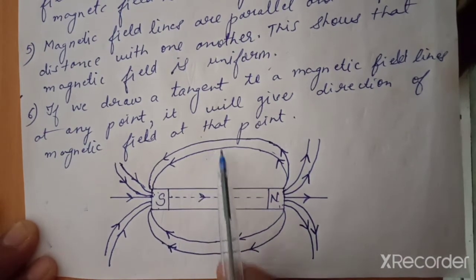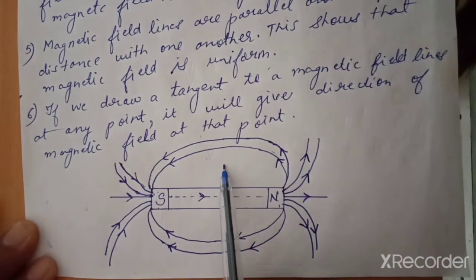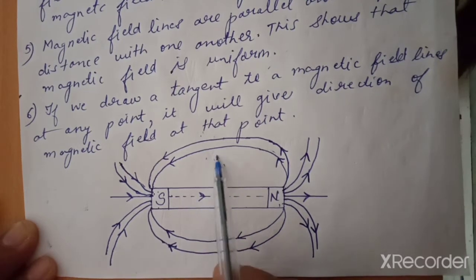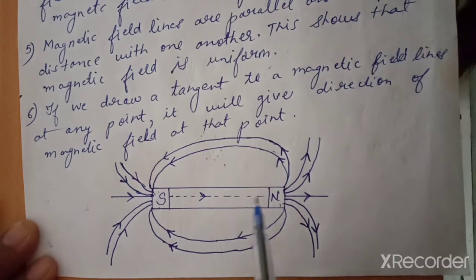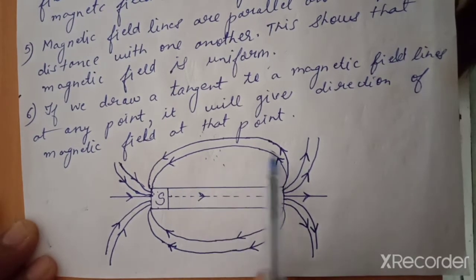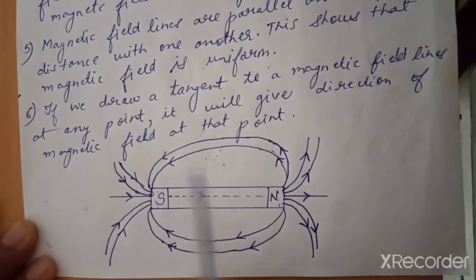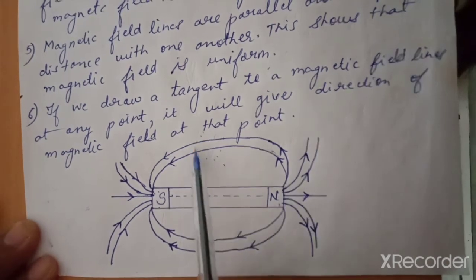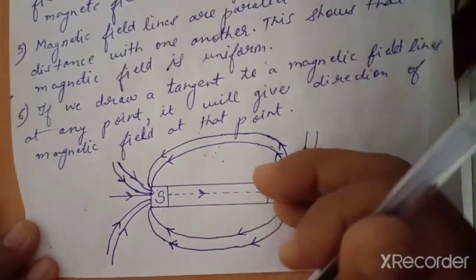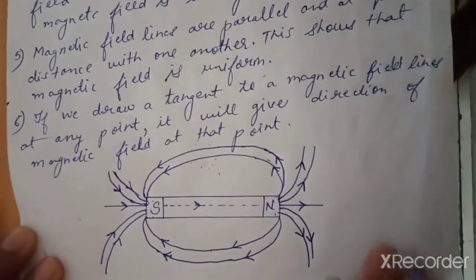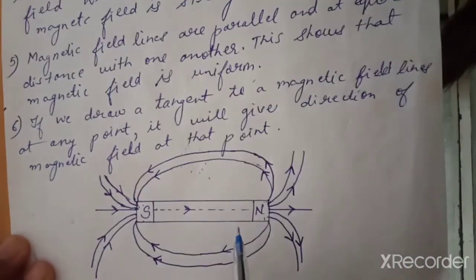No two magnetic field lines will intersect with one another. Why? Because if they intersect, they will show two directions at one point, which is not possible. Now the number of lines represents the strength of the magnetic field. If the magnetic field lines are closer to the magnet, it means it is a stronger magnetic field, and as we go away from the magnet, the magnetic field lines go on decreasing.